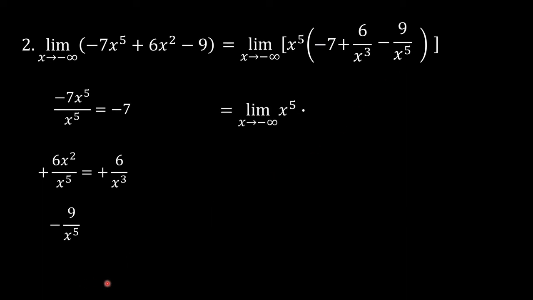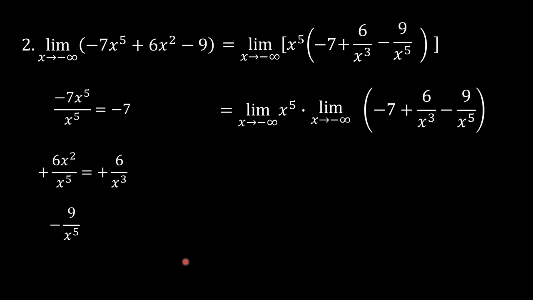Next, find the limit of x raised to the exponent of 5 as x approaches negative infinity, and then find the limit of each of the terms inside the parentheses as x approaches negative infinity. So we have now the limit of the quantity negative 7 plus 6 over x cubed minus 9 over x raised to the exponent of 5 as x approaches negative infinity.